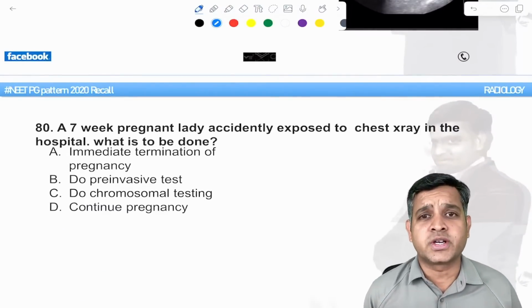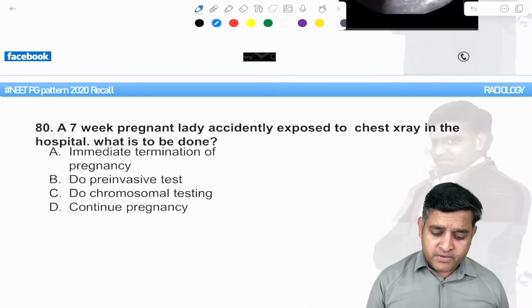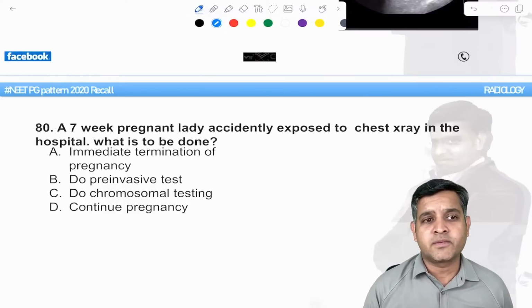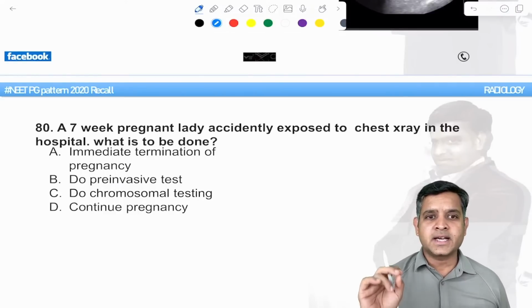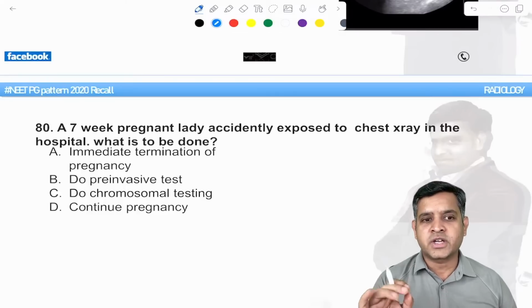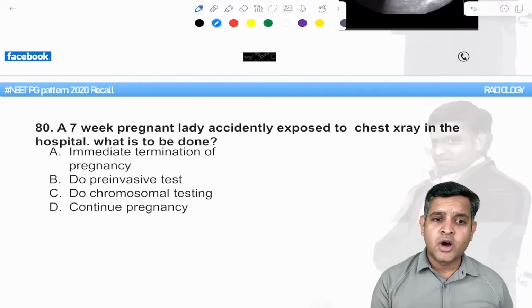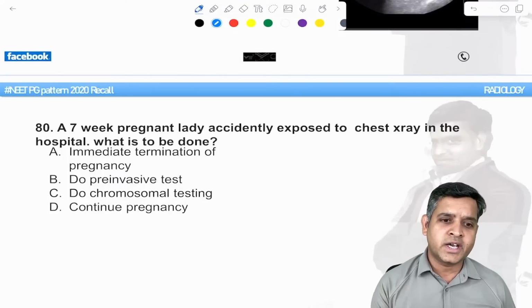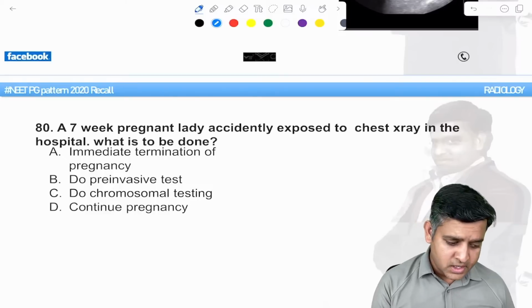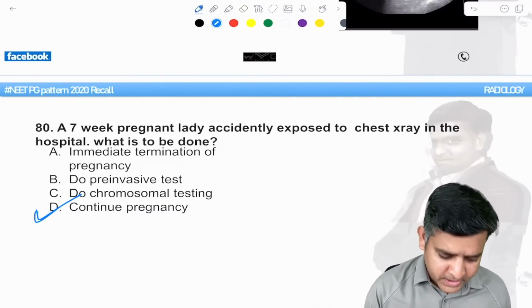And this is the last question in this NEET PG PYQ series of radiology. A 7-week pregnant female is accidentally exposed to a chest X-ray in the hospital. What is to be done? What you need to remember is that accidental exposure to ionizing radiation of diagnostic range is not an indication for termination of pregnancy. So what will be your answer? Continue pregnancy. Alright, continue pregnancy, right?